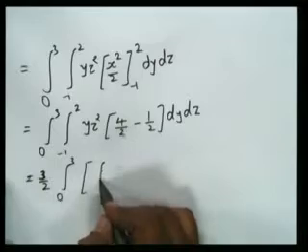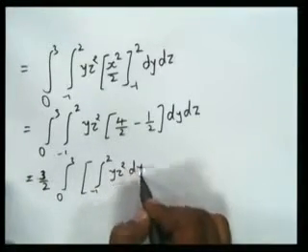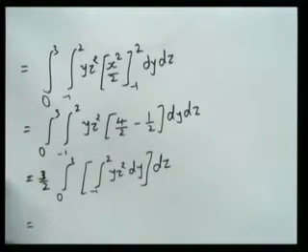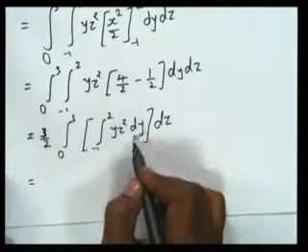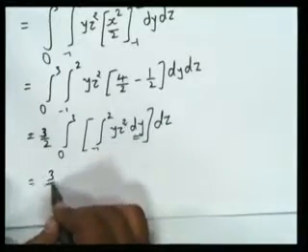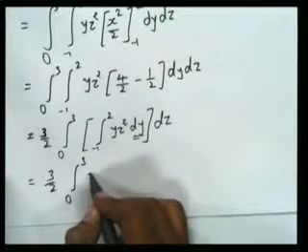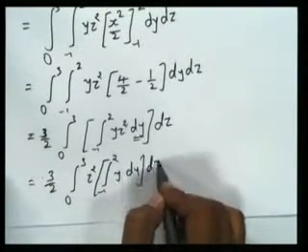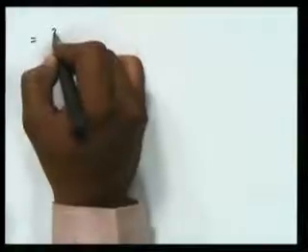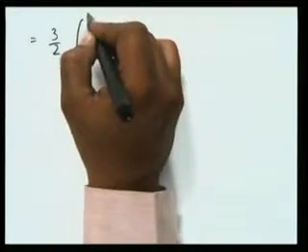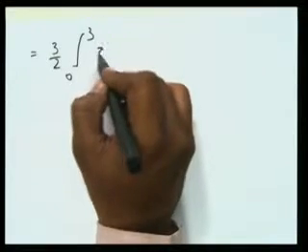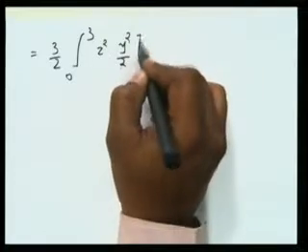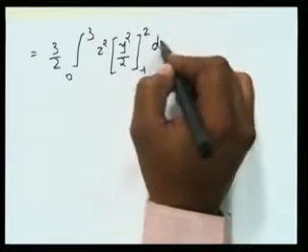Here the second integration is of y z square with respect to dy. As we have done in the case of x, here we are integrating with respect to y. That's why z square is constant, and we have 1 by 2, 0 to 3, z square, integration of y dy dz. Continue the process. The integration of y is y square by 2, evaluated between the limits minus 1 to 2 dz.